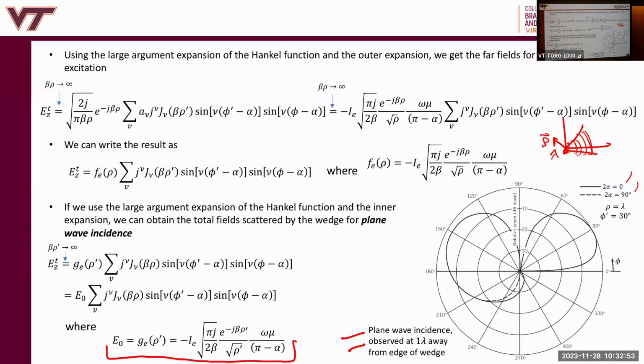2 alpha equal to 90, yeah, that means that it's a right angle corner, right? A 90 degree corner. The observation is at rho equal to lambda, and the source is at 30 degrees, but it's a plane wave incidence. So the plane wave's coming in at an angle of 30 degrees. And what you see here is that the 90 degree corner and the half plane differ only here, right? All right. So you're solving some pretty cool problems here.